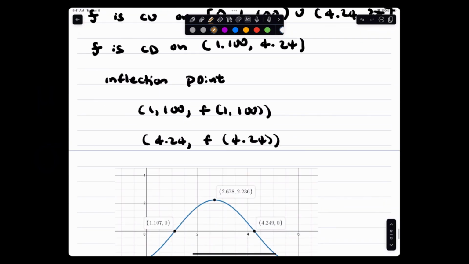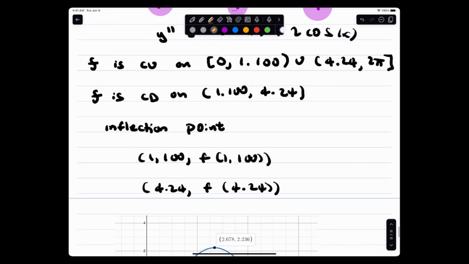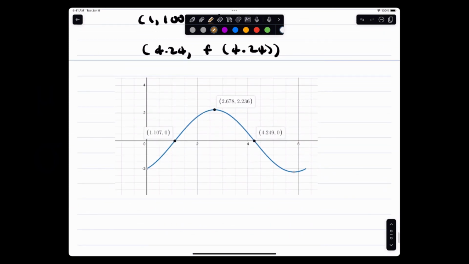Okay, you guys okay with that? Now let's take a look at what this means here. Notice our answers from 0 to 1.100. This here is what they're talking about. This is where it's concave up. From 0 to that 1.110 we approximated.